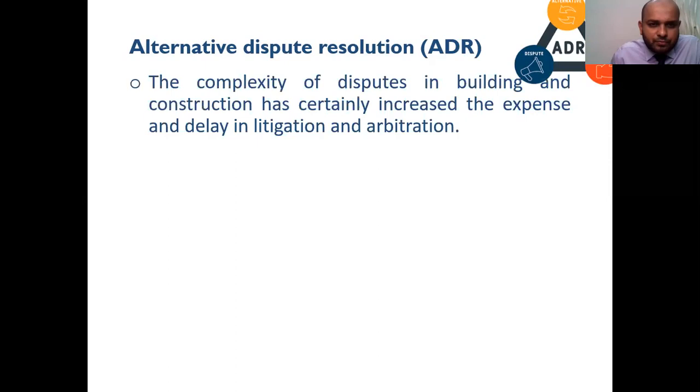Other than a dispute going to arbitration or litigation, what else? How can each dispute avoid having to reach arbitration and litigation? What are the other dispute resolution methods available? We used to call this ADR, alternative dispute resolution. The complexity of disputes in building and construction has certainly increased, along with the expense and delay in litigation and arbitration, as there are a lot of issues within a construction project. If you take each issue to arbitration or litigation, it is so expensive. It's not, let's say, an easy job.